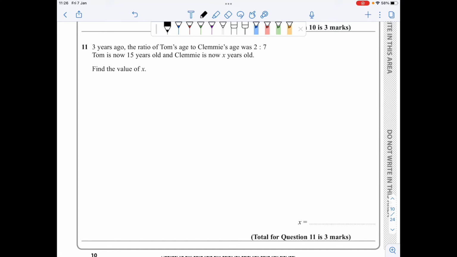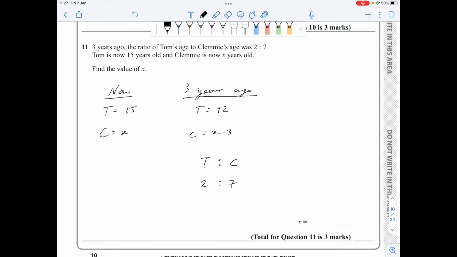For question 11, I have this information. Now t is equal to 15, c is equal to x. 3 years ago, t was 12, c was x minus 3, and 3 years ago the ratio t to c was 2 to 7. So I've got now 12 to x minus 3, and if I cross multiply, I'm going to get 2 times x minus 3 is equal to 12 times 7. So x minus 3 comes out to be 42, x comes out to be 45.